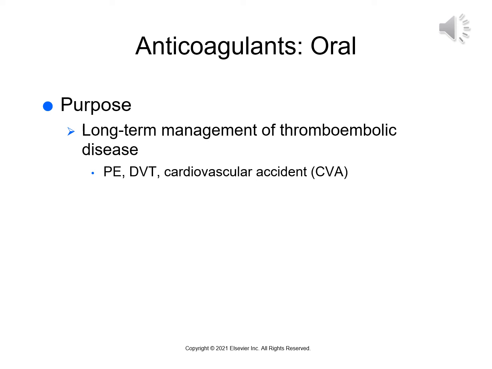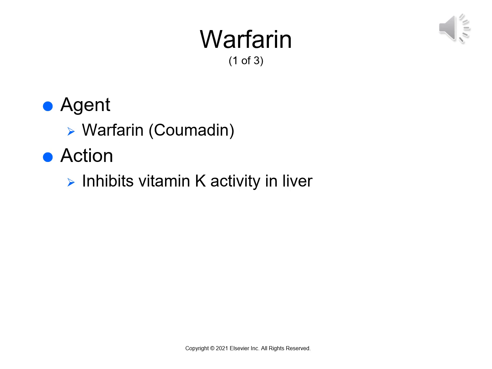So this is a second category of anticoagulants, those oral anticoagulants. And again, they're used for long-term management of thromboembolic disease, including DVT or PE. So warfarin sodium, or Coumadin, a coumarin derivative, is a widely prescribed oral anticoagulant. Coumarin derivatives act by inhibiting vitamin K activity in the liver, thereby preventing formation of coagulation factors 2, 7, 9, and 10.